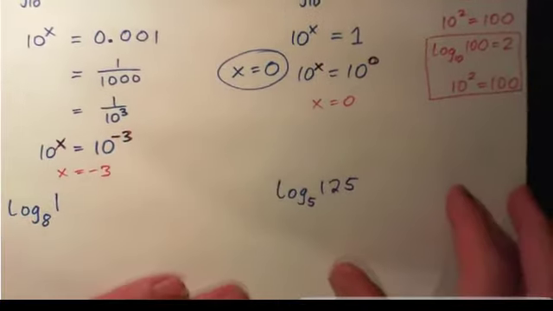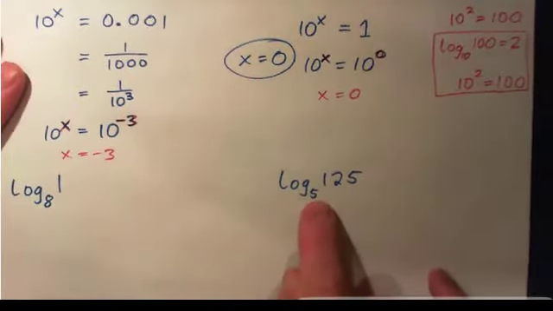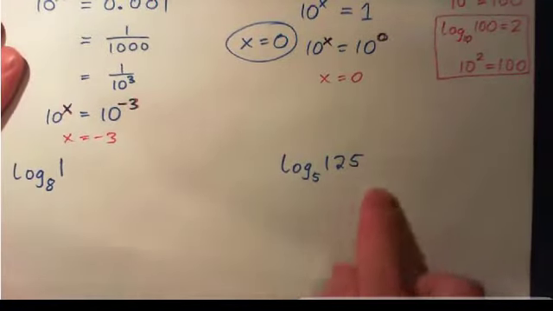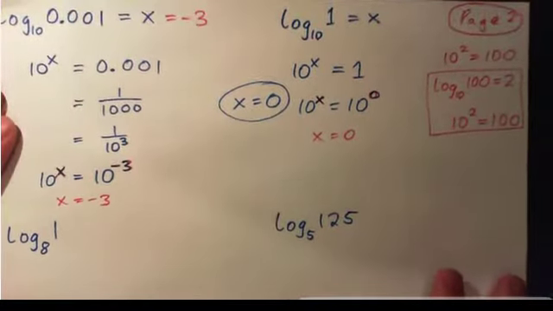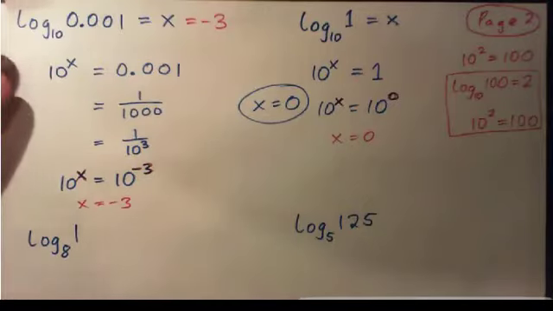How about this one? Log base 8 of 1, do it by yourself, and then do this by yourself. Log base 5 of 125. So please press pause, do both of these by yourself, and then I'll do them. Okay? So press pause, do them by yourself, and then I'll do them with you. Okay, I hope you've tried them. I'm going to do them now.